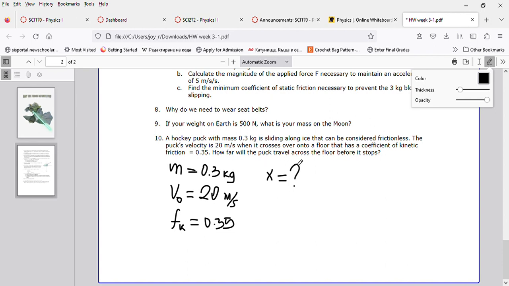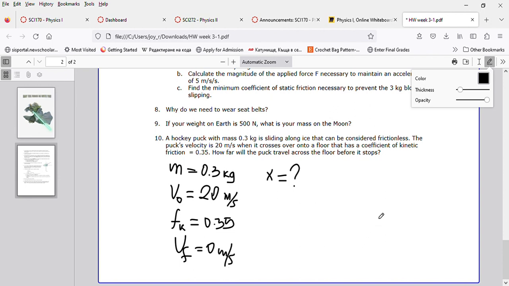So how far will the puck travel across the floor before it stops? Here we have additional information. It says before it stops, which means our final velocity is 0. And of course, you have to have the units, 0 meters per second.